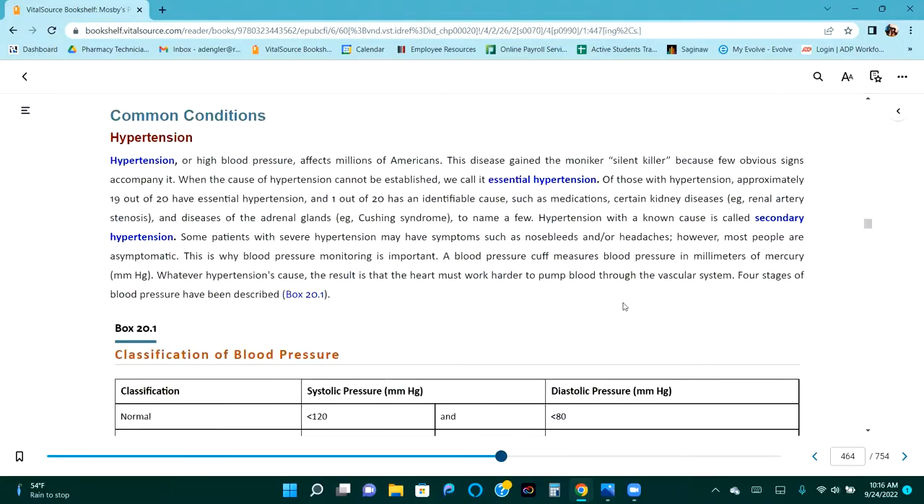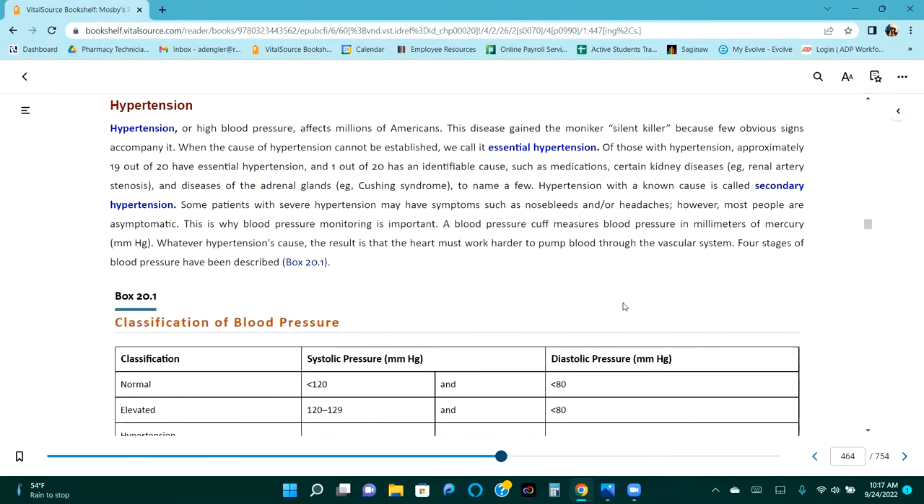Hypertension, or high blood pressure, affects millions of Americans. The disease gained the moniker silent killer because few obvious signs accompany it. When the cause of hypertension cannot be established, we call it essential hypertension. Hypertension with a known cause is called secondary hypertension. Some patients with severe hypertension may have symptoms such as nosebleeds and or headaches. However, most people are asymptomatic.